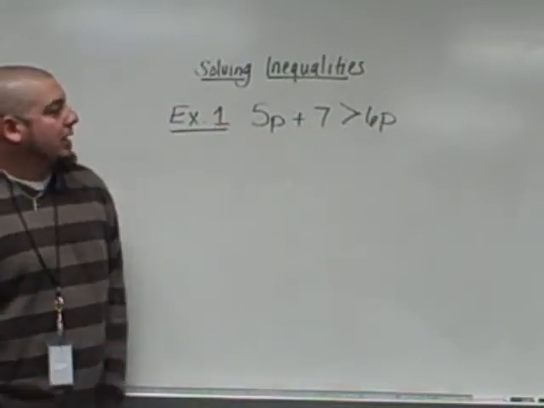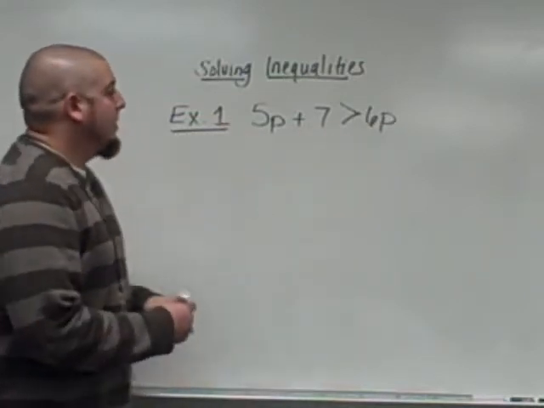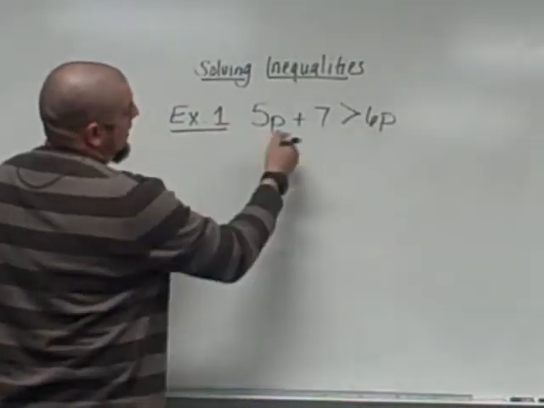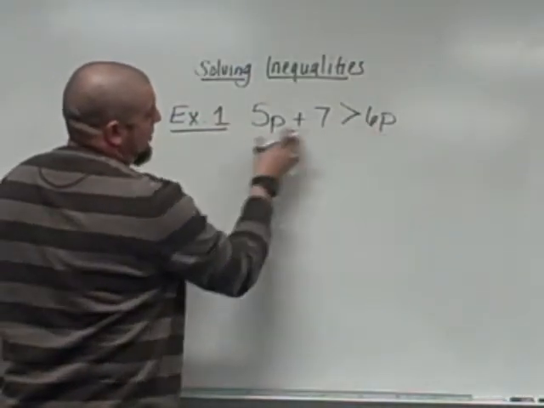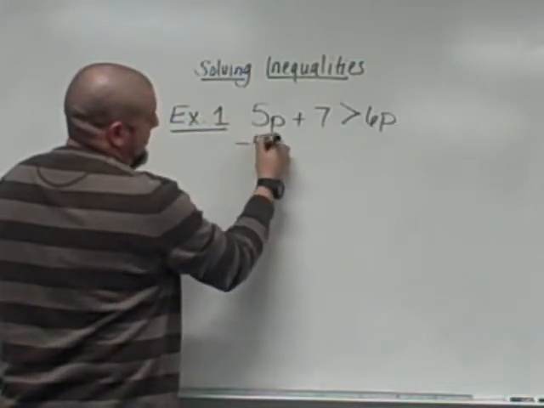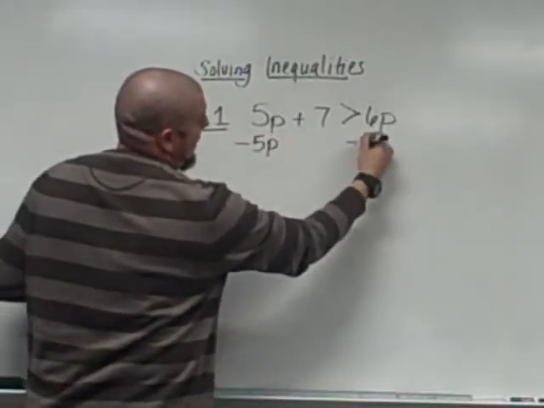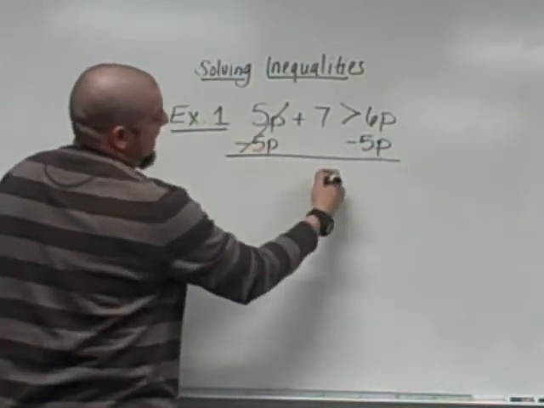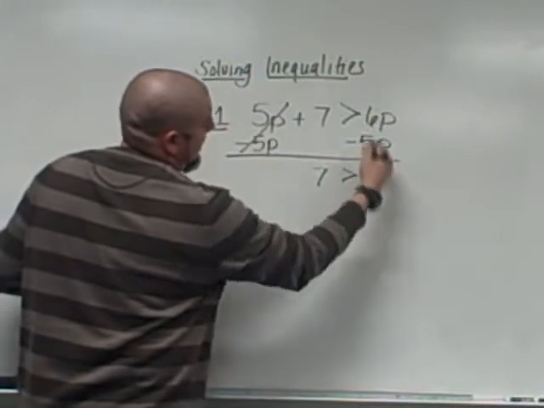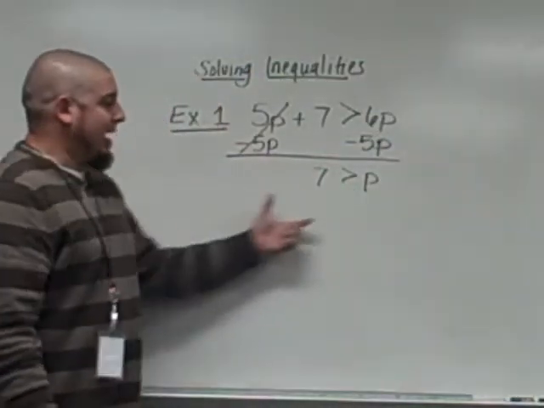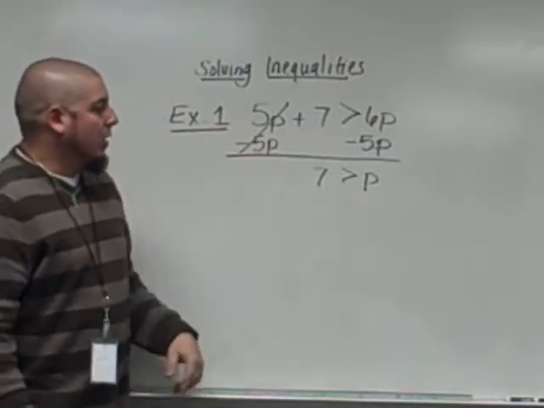So we need to solve this one right now for p. Well, first thing I need to do is get my two p's together. So what I'm going to do is move the smallest one. Well, the smallest one is 5p, so I need to do the opposite. Subtract 5p from both sides. This is going to cancel out, leaving me with 7 is greater than 6 minus 5, which is 1, which is p. So in this case, we're already done with our inequality.